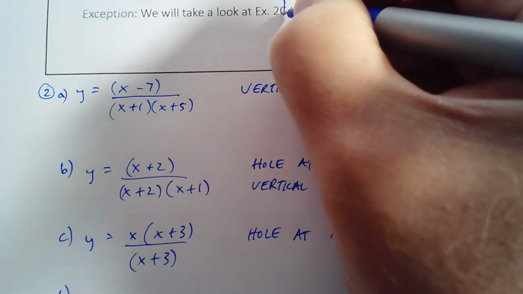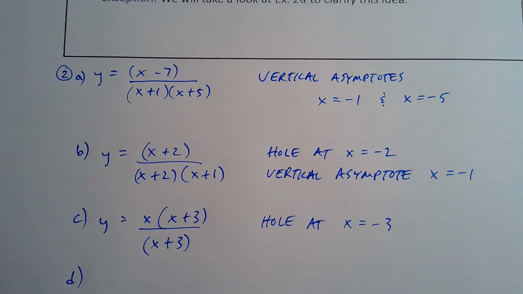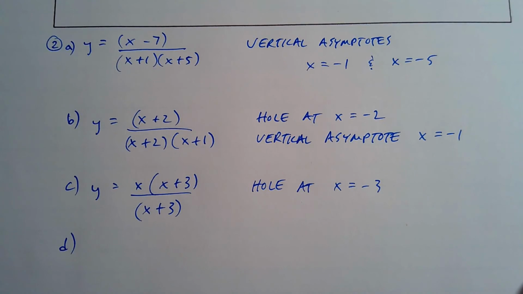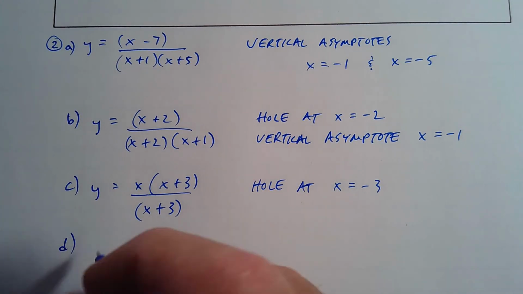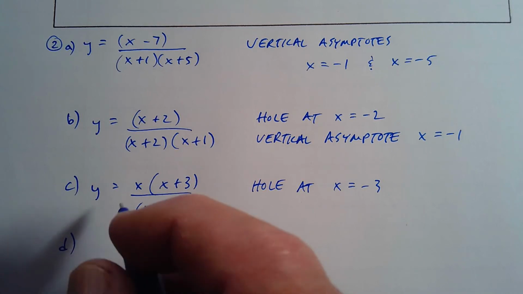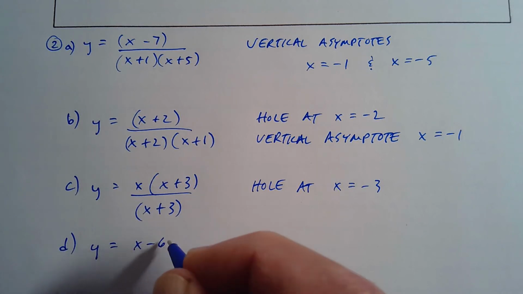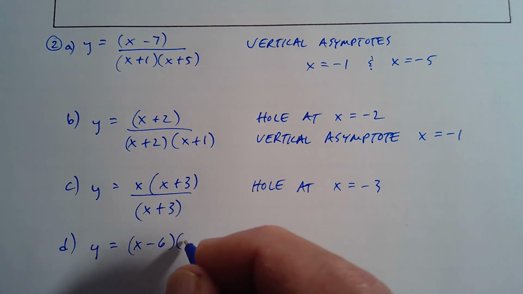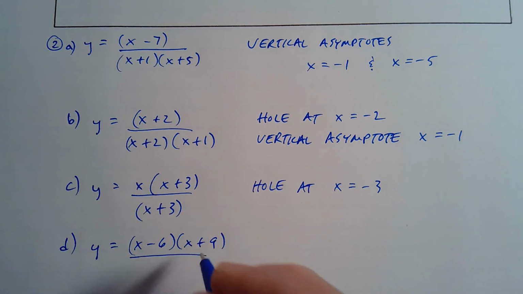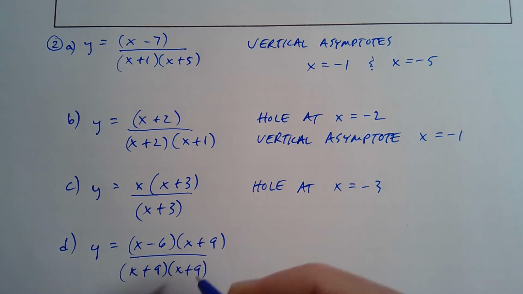And now, I guess I did this out of order a little bit. I guess it's 2D that we're going to clarify. So this is when we have a hole, we think it's a hole, but it's actually a vertical asymptote because there's 3 of those zeros, 2 in the bottom and 1 in the top. So it would be something like this. What if we had x minus 6 and an x plus 9 on the top, and then 2 x plus 9s and an x minus 6.